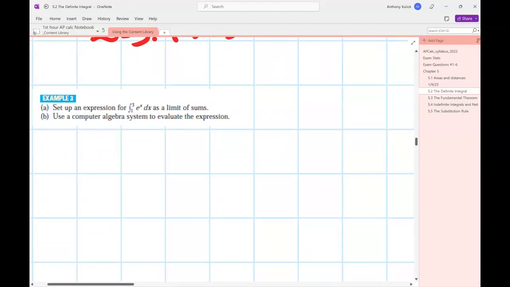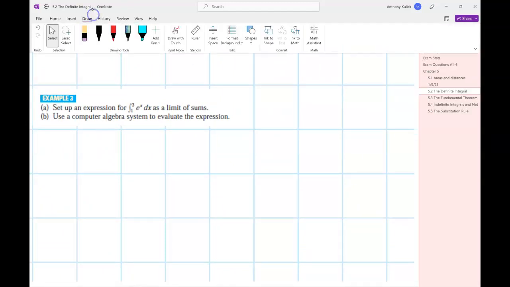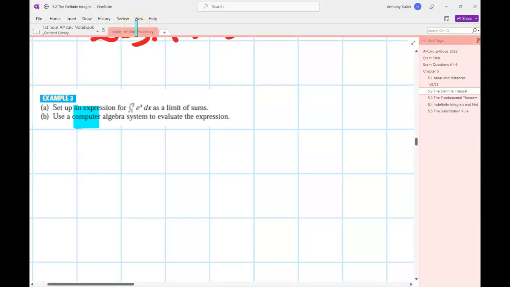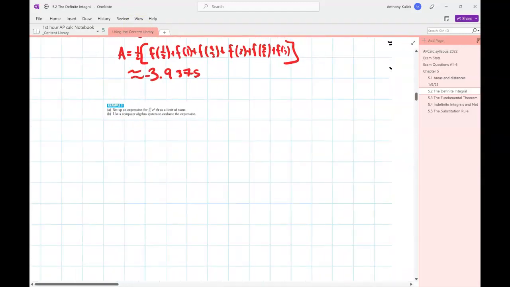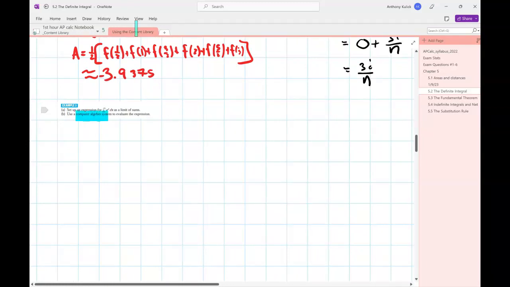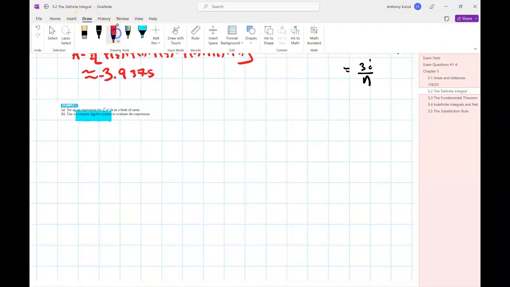So one more example of doing this process. In this example, the textbook suggests using a computer algebra system to evaluate the expression. We don't need a computer algebra system to do this. If you do happen to have a CAS calculator, like Jackson, I think you have one, you can just type it in and it'll spit out the answer for you. And I checked, it's okay to use it on the AP exam, so I'm not going to say anything about using it in class.